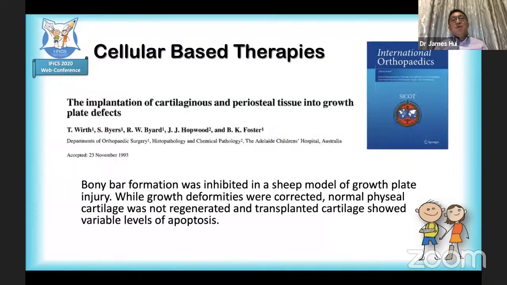That's why people use cell-based therapies. So Thomas Wirth from Germany, who spent some time with Bruce Foster in the early 1990s in Adelaide, used a periosteal graft for physeal arrest treatment in the sheep model. So you can see that they managed to correct the growth deformity, but they also found that it's difficult to get the normal physeal cartilage regeneration.